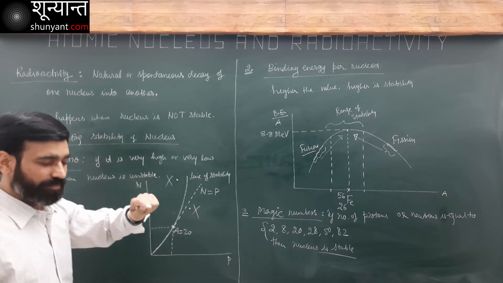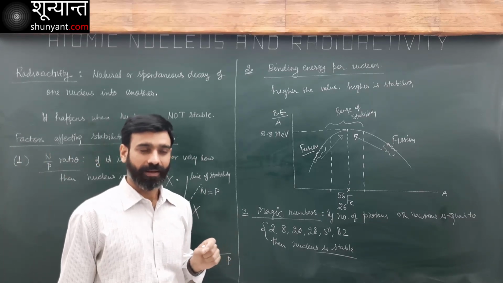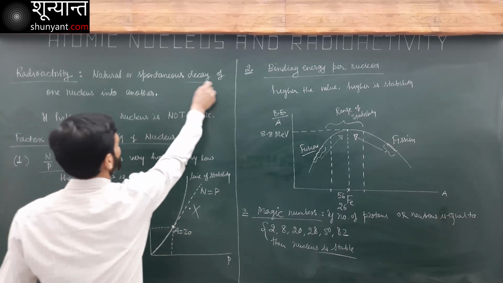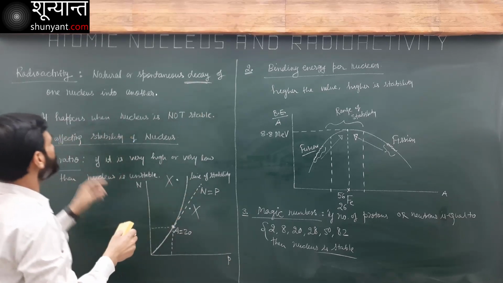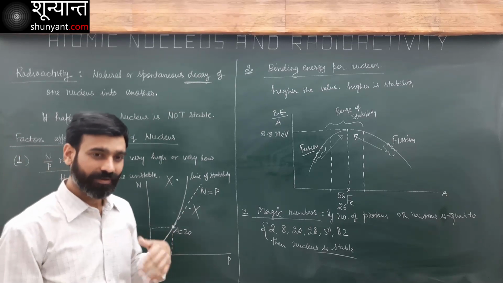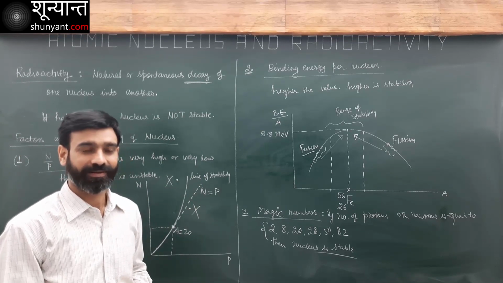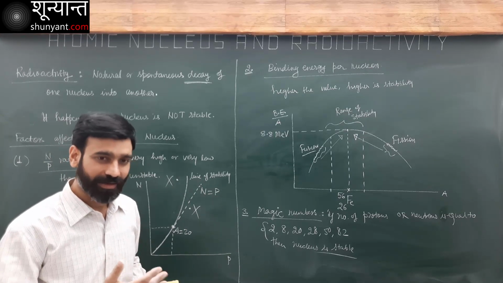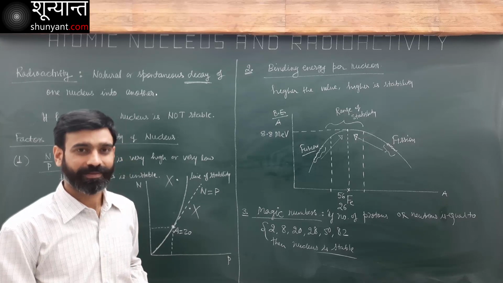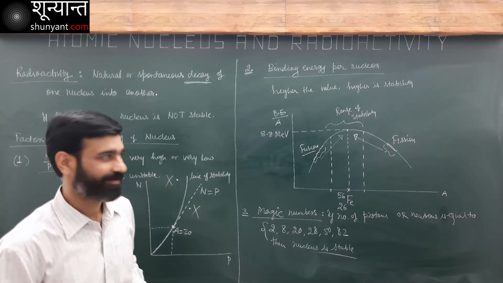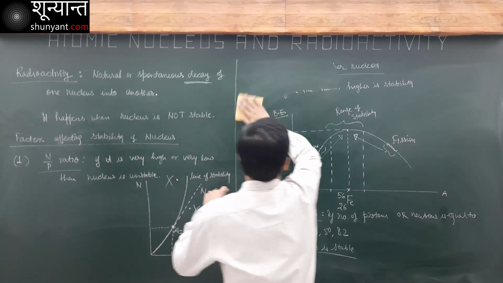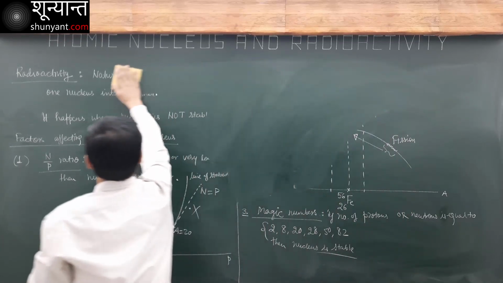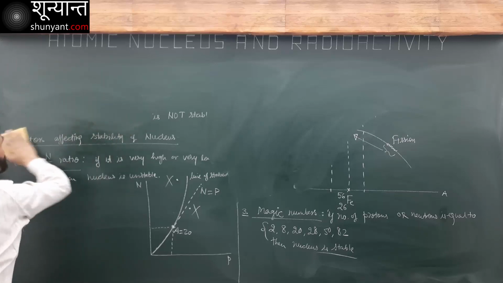If it is stable, then it will not break, and if it is not stable, then it is going to decay into another nucleus. How will it decay? Which reactions will take place? We are going to understand that. So let's understand the decay processes.